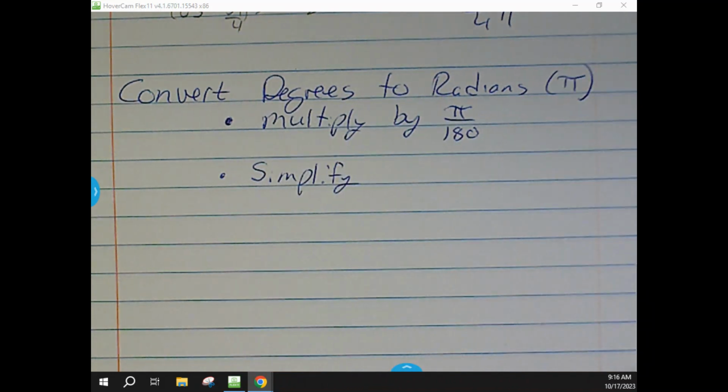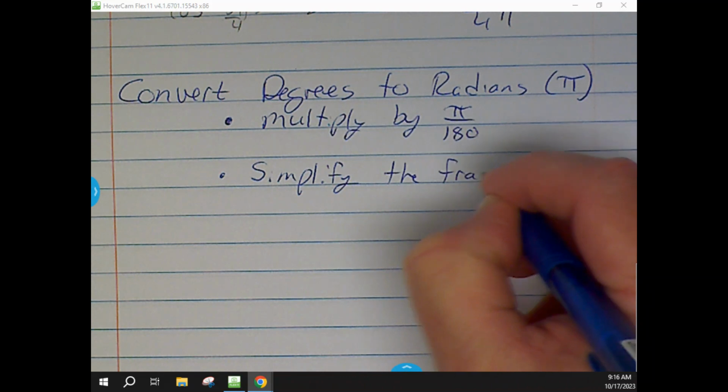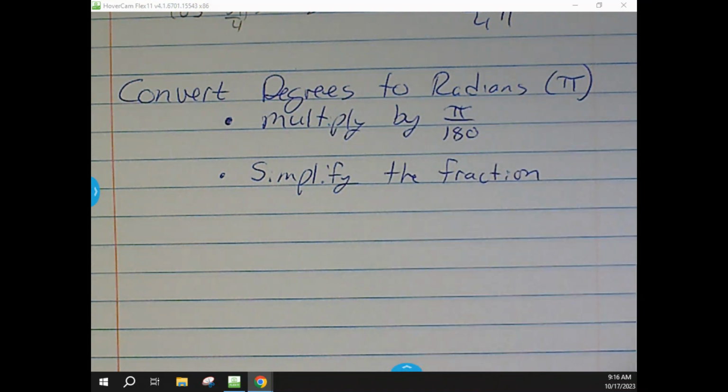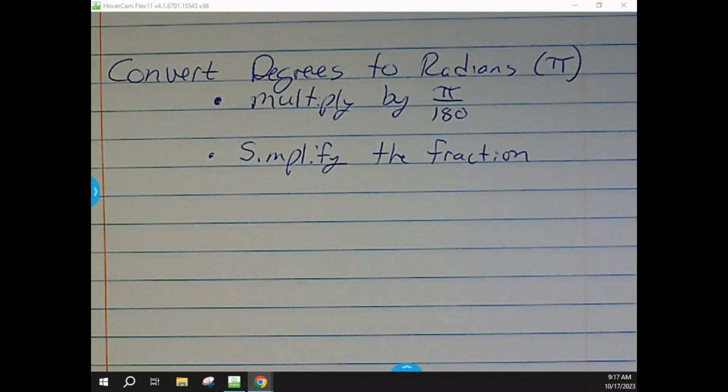And then you're going to simplify the fraction. Now, they always say if possible. So far, I don't know that I've seen one where it hasn't been possible. I don't know that you've ever been left with like 37 pi over 180. They always give you some number that you can simplify just a little bit to kind of get there.